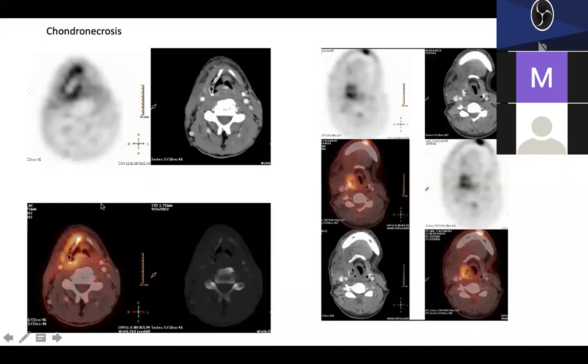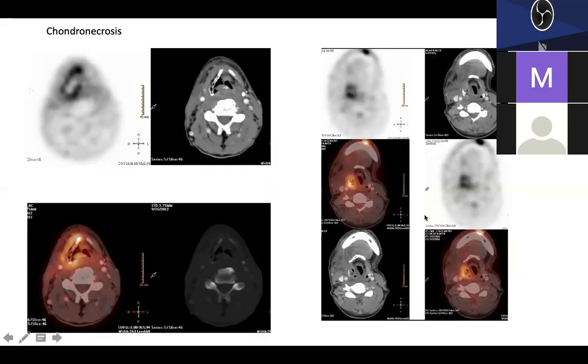So uptakes can be very high, like 20, but this is not a recurrent disease. This is another one, a bit less obvious. This is a focal one, not involving the whole lamina, but it is still chondronecrosis. Here you can see a focal area of photopenia and a surrounding area of increased uptake, and also you can see that this cartilage is kind of destroyed, and there are small tiny air pockets.